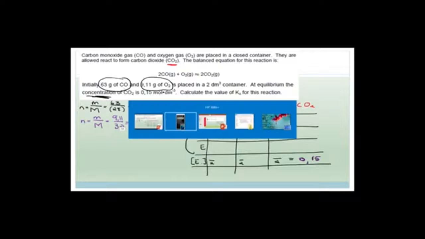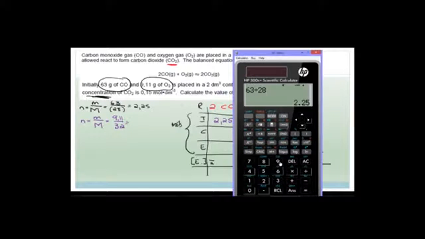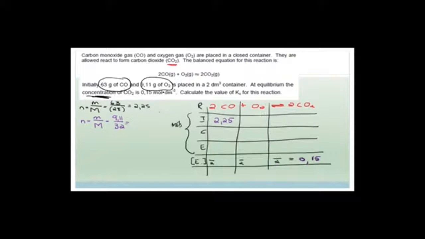So again, we need our calculator. So we're going to go 9.11 divided by 32 equals 0.2846. We always round off to two decimal places, so it's 0.28. So that's 0.28.